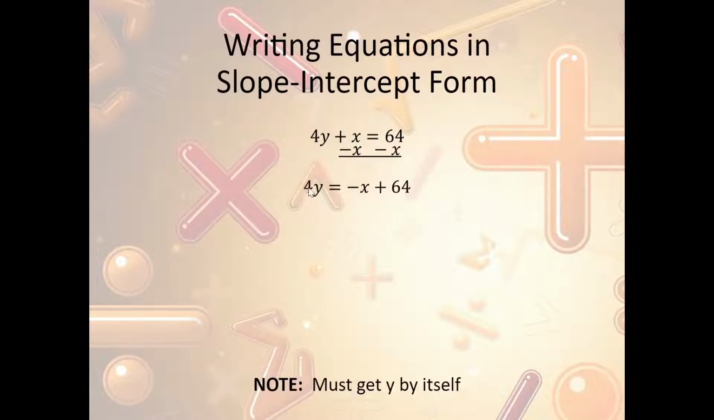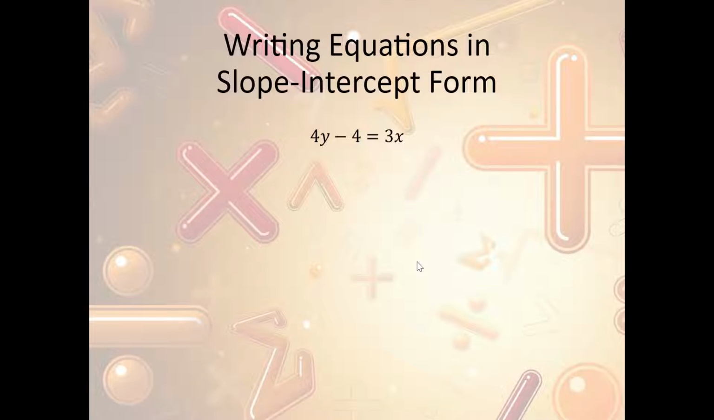Now I need to get rid of this 4. The 4 is being multiplied by y. So I'm going to undo it by dividing both sides by 4. And 4 divided by 4 is just 1. So that's 1y, which is what I want. And now I have negative x, which is really negative 1x, divided by 4, and 64 divided by 4. Well, negative 1 divided by 4, I can't actually do that, so I'm just going to leave it as a fraction. So that stays as negative 1/4 x. And 64 divided by 4 is 16. So I'm left with y equals negative 1/4 x plus 16.